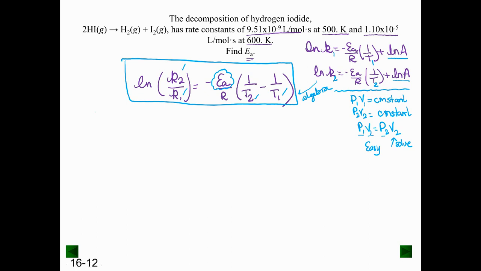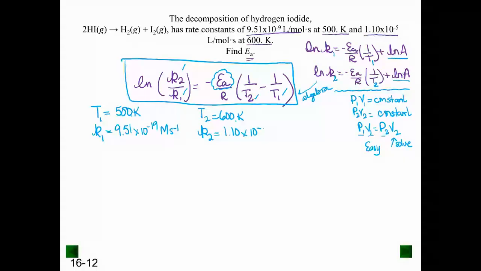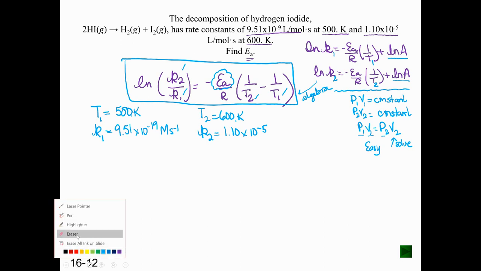We have temperature 1, 500 Kelvin, K1, rate constant 1, 9.51 times 10 to the negative 9. We have temperature 2, 600 Kelvin, and the rate constant at that new higher temp. And I think I wrote negative 19 and not negative 9. And we're going to solve for E of A.